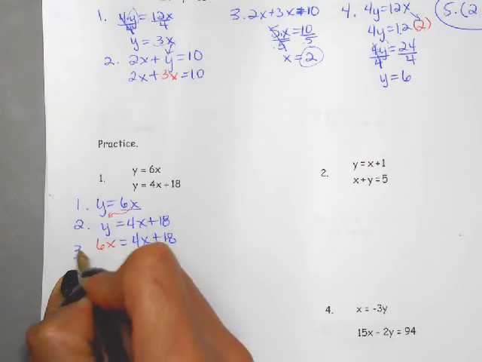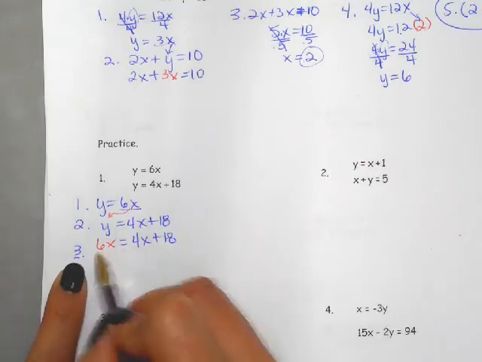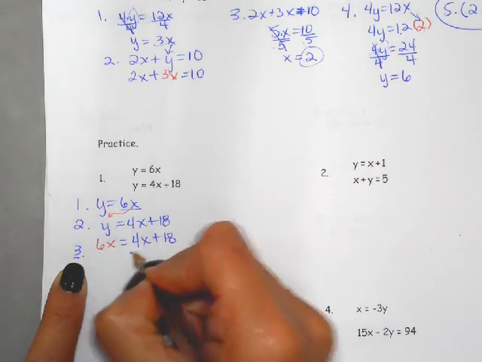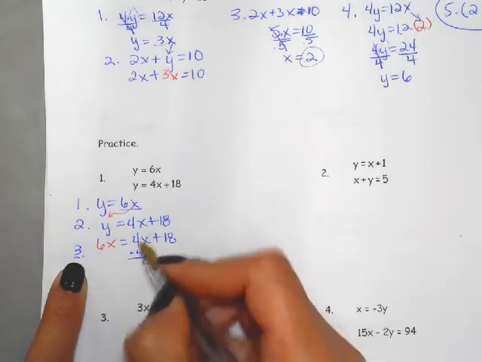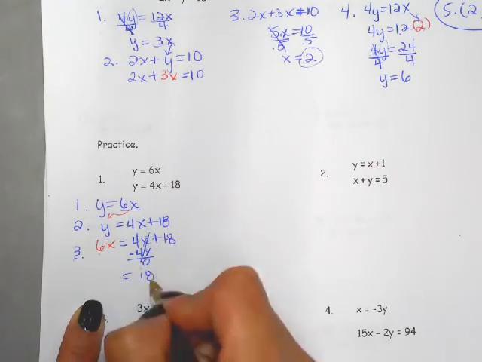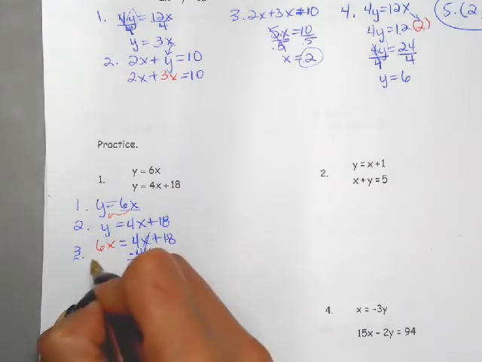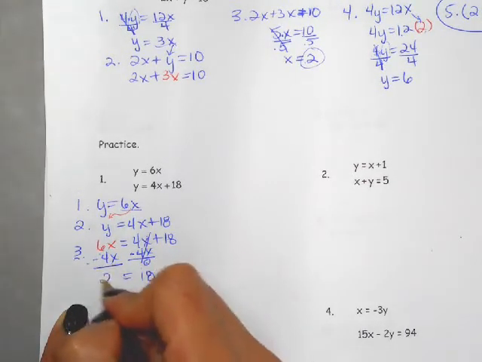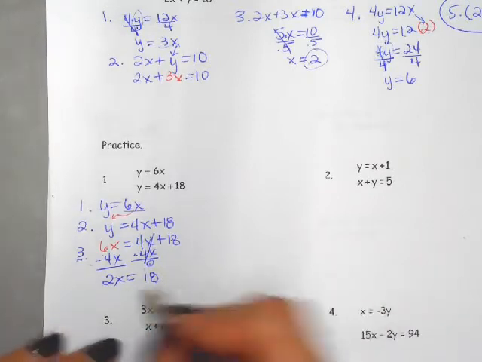Step 3, we have to solve for x, but I cannot solve with two x's, so we're going to cancel the one on the right side by subtracting a 4x. 4x minus 4x is 0, then I'm only left with the 18. But if I subtract a 4x on the right, I subtract a 4x on the left. 6x minus 4x, 2x. Now I can solve for x.